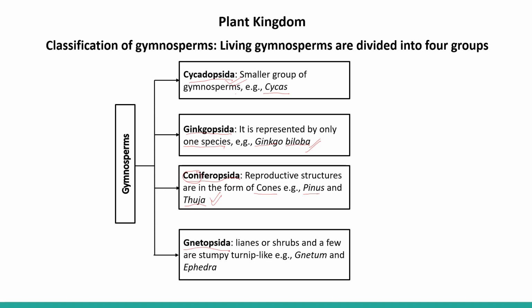Gnetopsida. They can be in the form of lianas or shrubs or a few stumpy turnip-like structures. So Gnetum and Ephedra are the examples of this Gnetopsida.